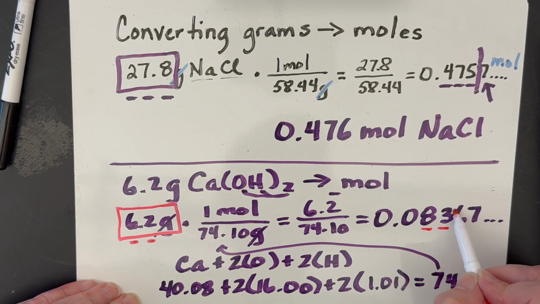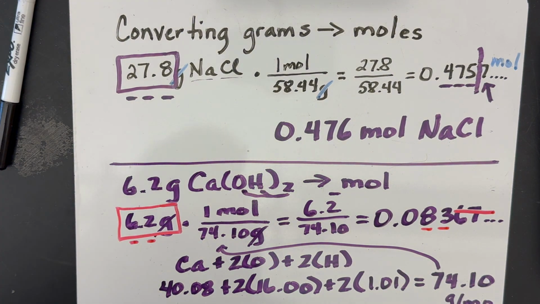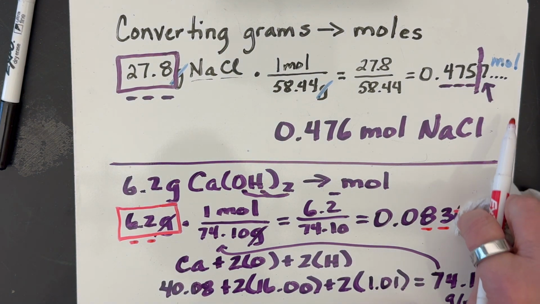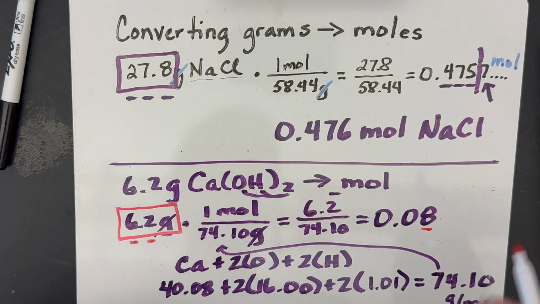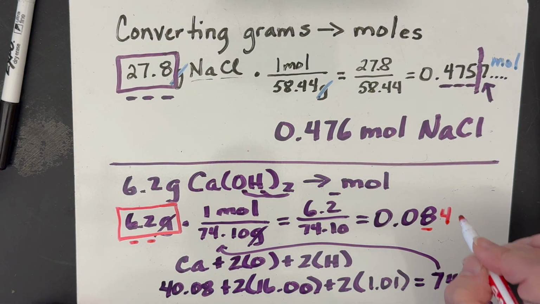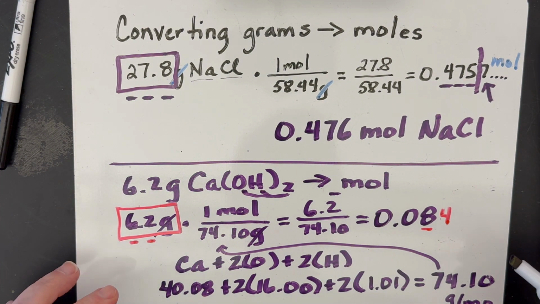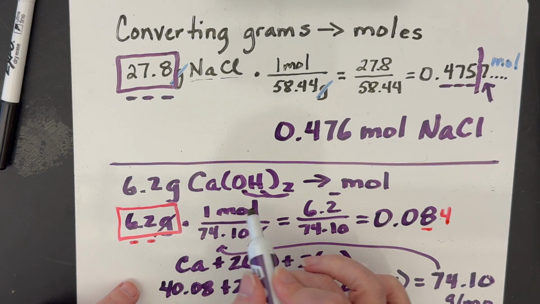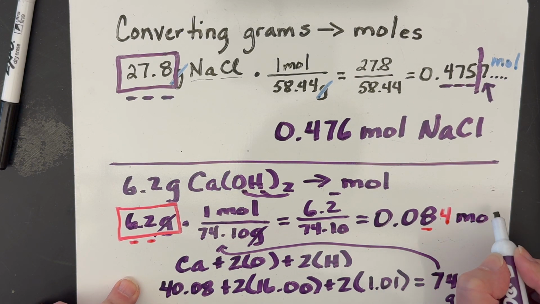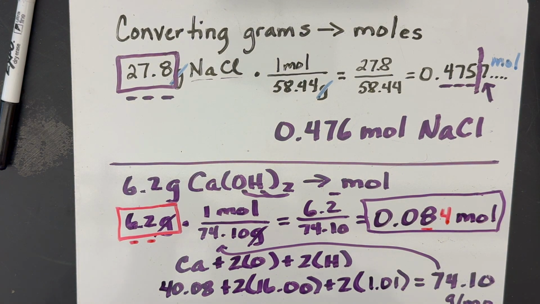So we're going to cut this part off, but since that's a 6, we're going to round our 3 up to a 4, and our final answer will be 0.084. That's our rounded digit. And our only unit that's left, because grams canceled, is moles. So there's our final answer. So that's how you convert grams to moles.